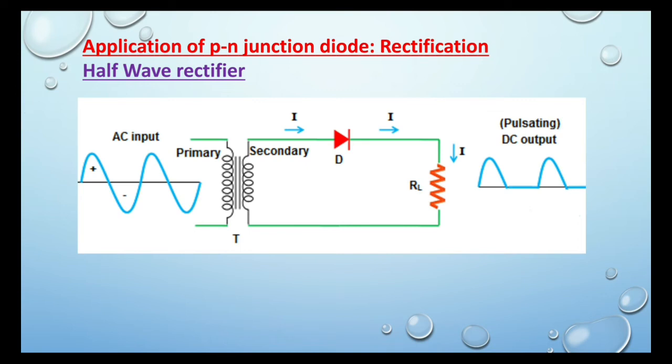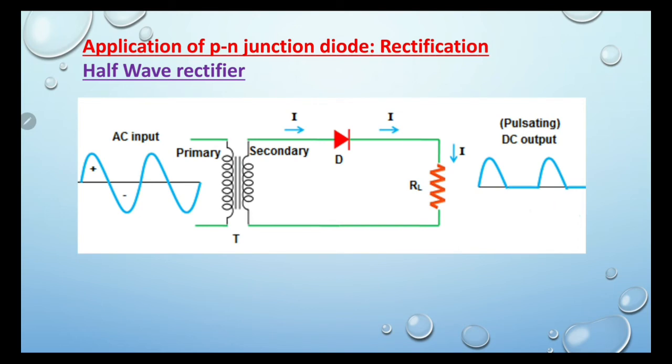This is the transformer, and it is used to input the AC voltage. The AC voltage is applied here and you get the DC voltage output across this load resistance. So this is the AC input and this is the DC output, that is, the rectified output.